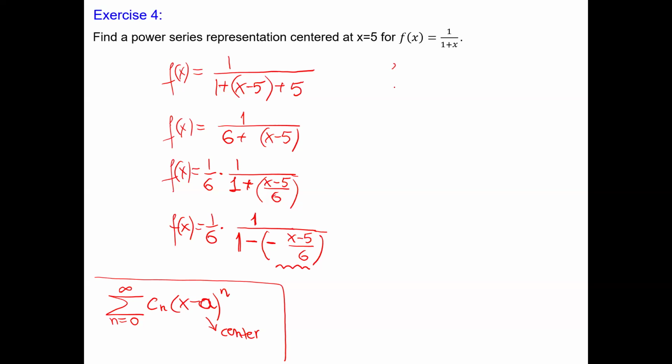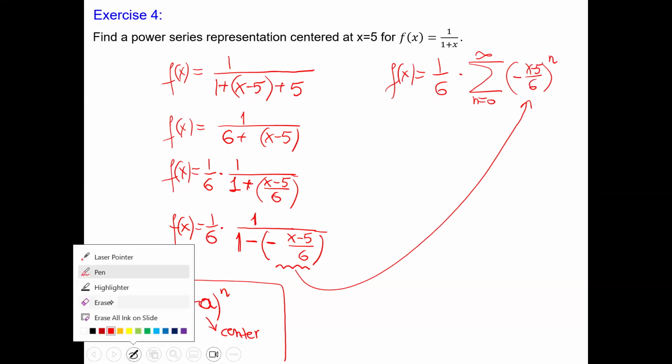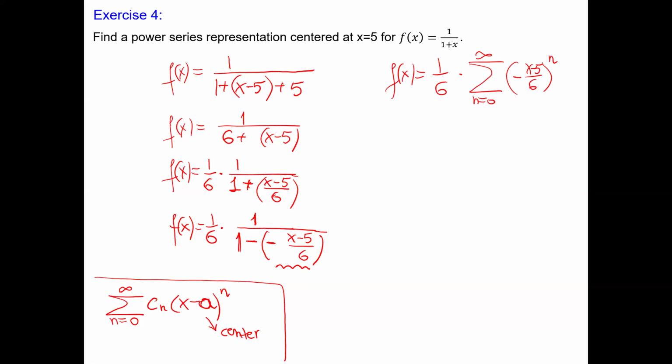Okay, let me write here. F of x equals 1/6 times, and the power series representation, it's this quantity to the power of n, negative x minus 5 over 6. And we can see x minus 5, I am taking this to the formula, and this will show that this is the center.